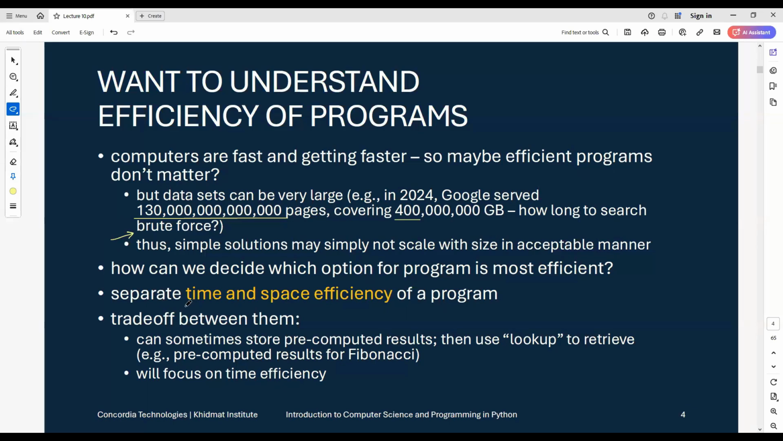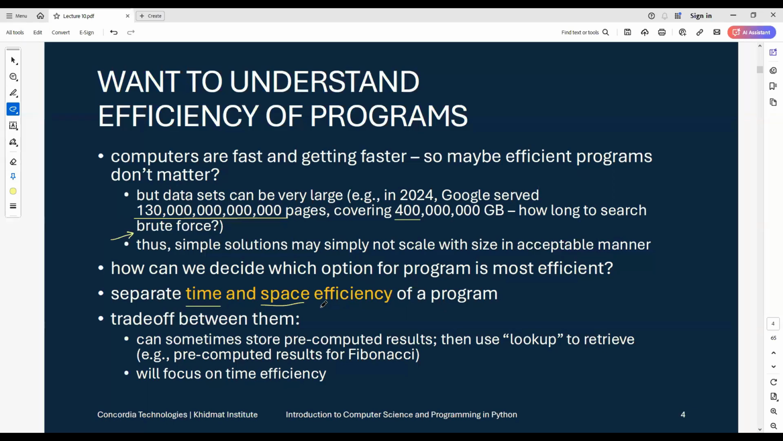And when we talk about efficiency, there is a concept of time efficiency and space efficiency. We can write very efficient algorithms that take up a lot of memory, but that's not always possible. So we have to find a way to measure the efficiency of a program which is independent of time and space, and is dependent on the size of the input that they receive.